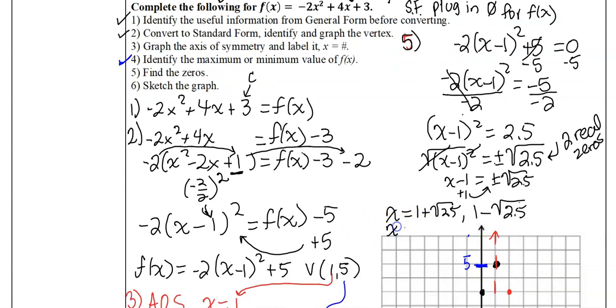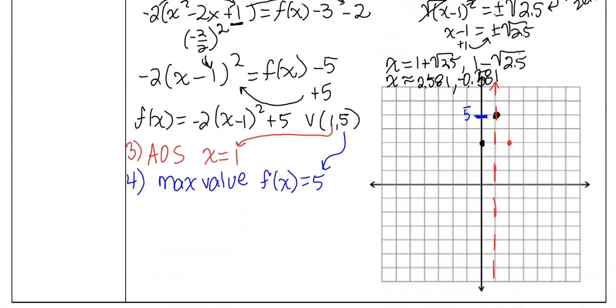So we'll get just an approximation with our calculators, and we'll go to 3 decimal places. So 1 plus the square root of 2.5 will be 2.581, and 1 minus will be -0.581. And so we'll go ahead and graph the zeros, or our x-intercepts.